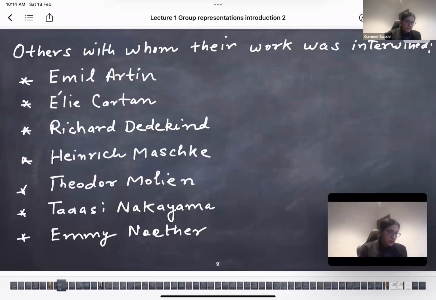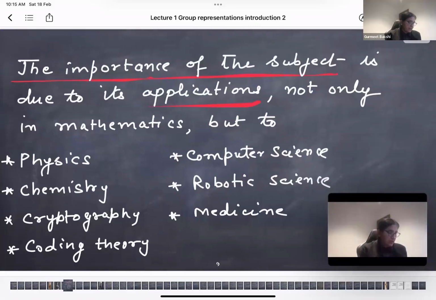The others with whom their work was intertwined were Artin, Cartan, Dedekind. Dedekind was the one who raised the question. Maschke, Molien, Nakayama, Noether. So all these works were put together and the theory got developed.